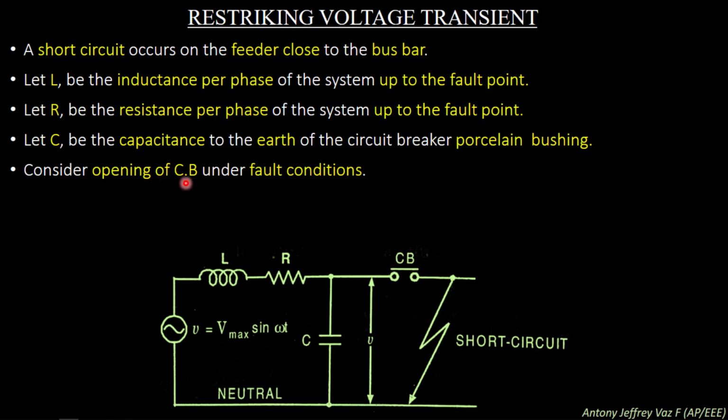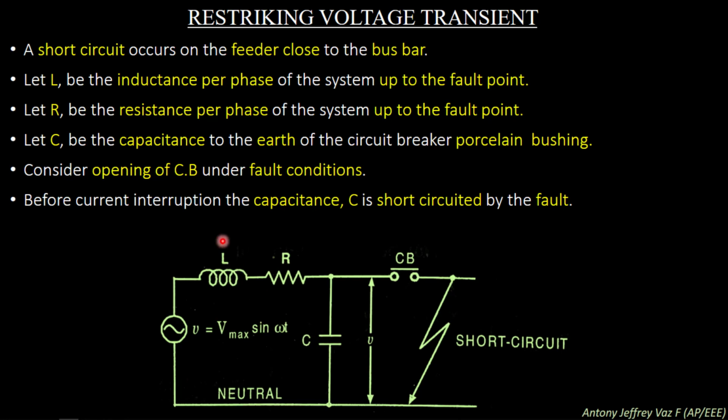Consider opening of a circuit breaker under fault condition. Now the circuit breaker is opening due to a short circuit fault occurring in the transmission line. Before current interruption, the capacitance C is short circuited by the fault, because if the fault occurs in the transmission line, at once the capacitor gets short circuited through the fault, so the capacitor voltage and current drain through the short circuit path which is created by the fault.